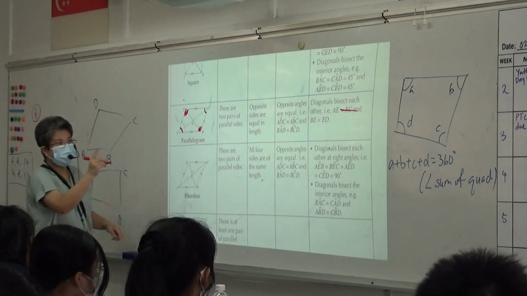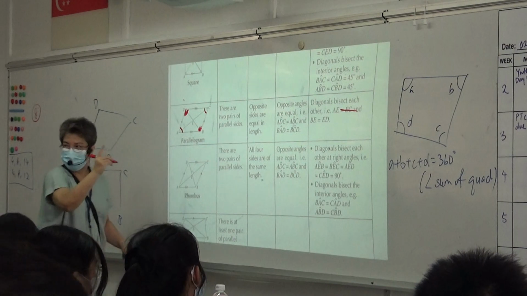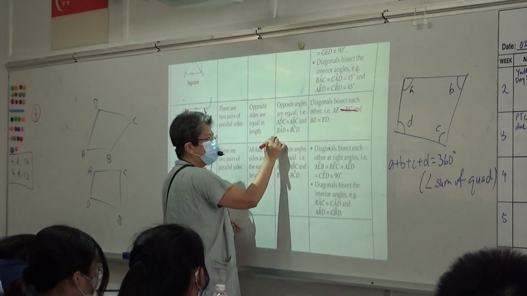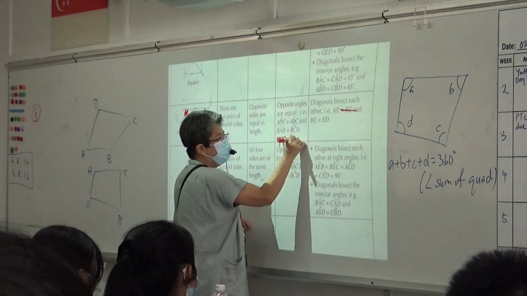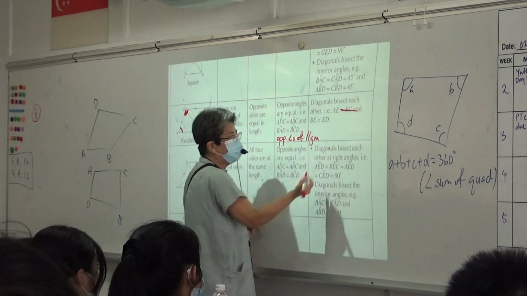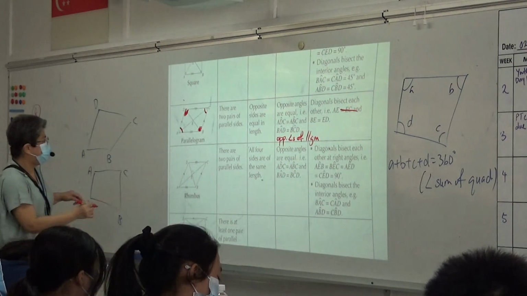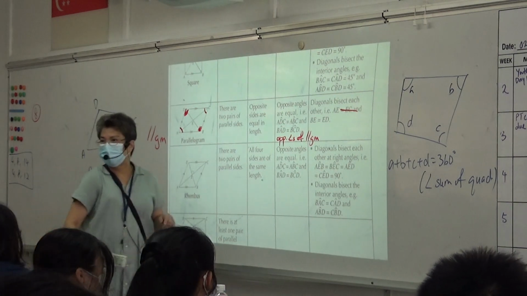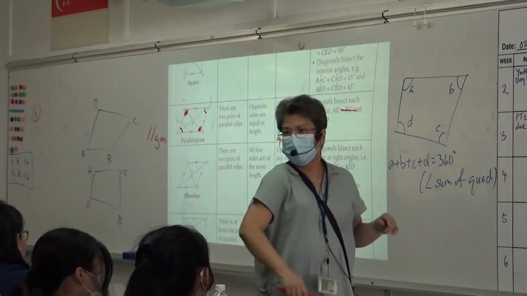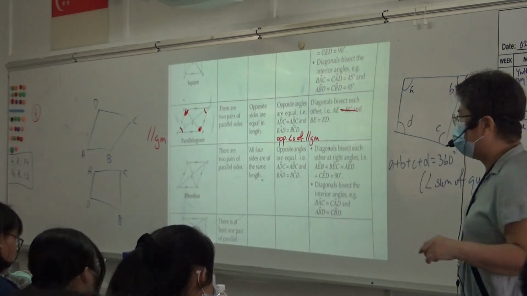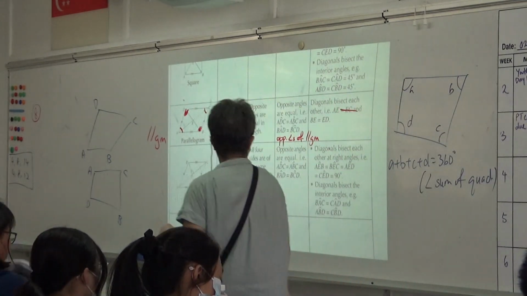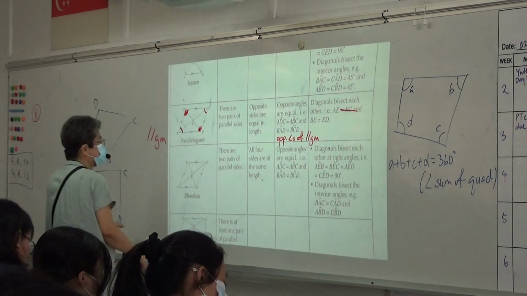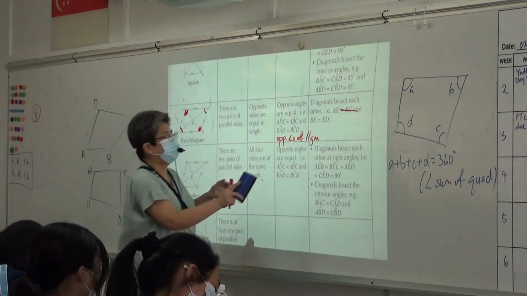Understand? Now, there's a short form for this. Can you write down on a piece of paper? This is called opposite angles of parallelogram. The short form for parallelogram is parallel plus gm. Write it all the way down: opposite angles of parallelogram.